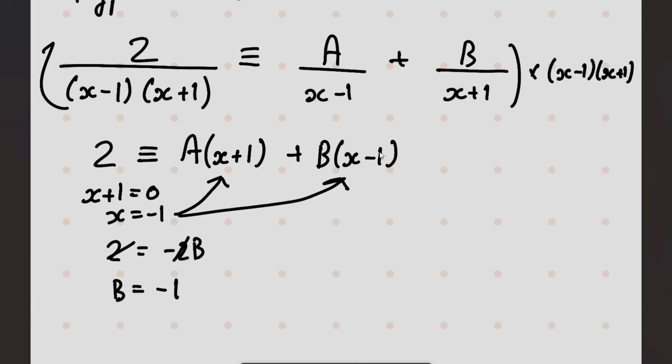Likewise, you can do the same for x minus 1. So you have x minus 1 is equal to 0, x is equal to 1. And if we plug this back into x minus 1, you're just going to get 0. And 0 times b is 0. And if we plug 1 into x plus 1, you're going to get 2. So you have 2 equal to 2a, and your value of a is just 1.